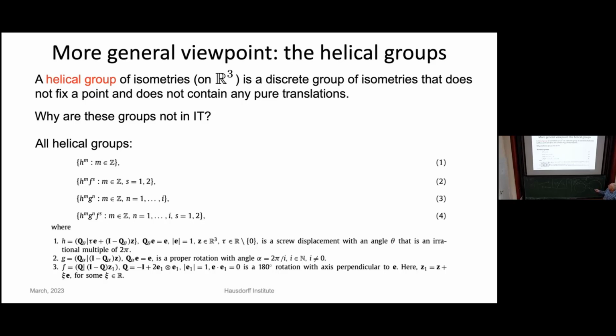And these elements commute. So if I take 2 of these, H to the N1, G to the N1, and multiply by another one, I get back in this group. And this has the physical interpretation. H is a screw transformation, so like this. And G is a pure rotation with the same axis. Right?